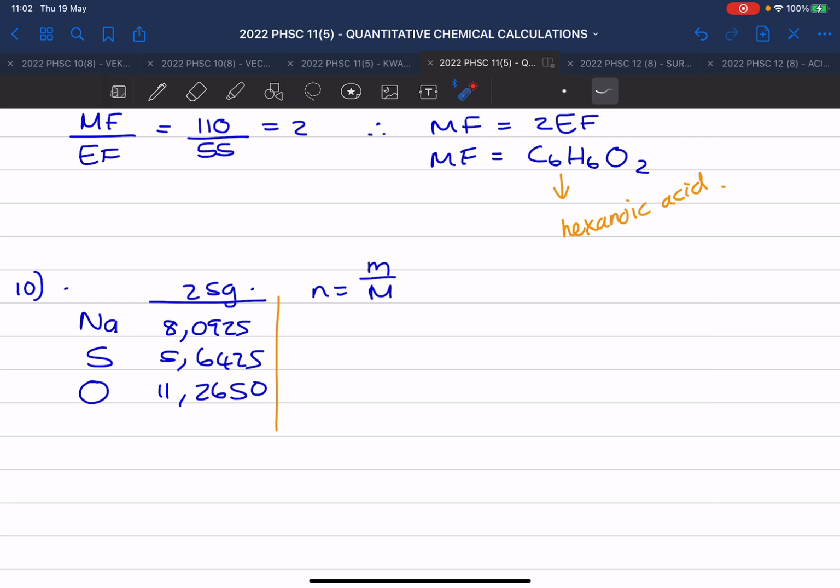This question comes from a past paper. Okay, so they might ask it like this. Right, we need to calculate the mole. So that is 8.0925 divided by 23. And then we have 5.6425 divided by 32. And 11.265 divided by 16.